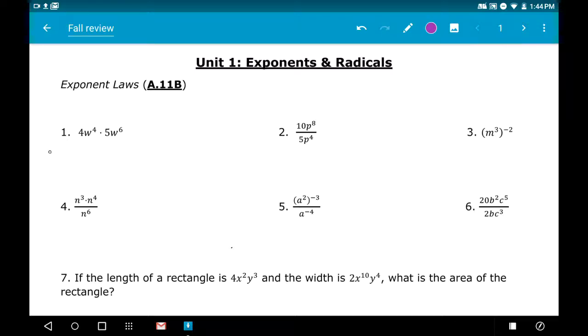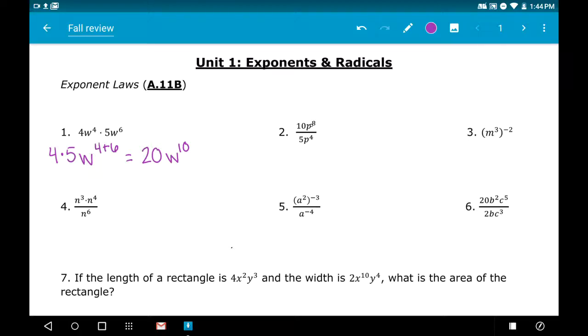So we have 4 times 5. So we just take those and multiply them like normal. Then with our exponents, we have to add them. So 4 plus 6. So when you do this, your final answer is 4 times 5 is 20. And then W, 4 plus 6 is 10. So our answer here is 20W to the 10th.